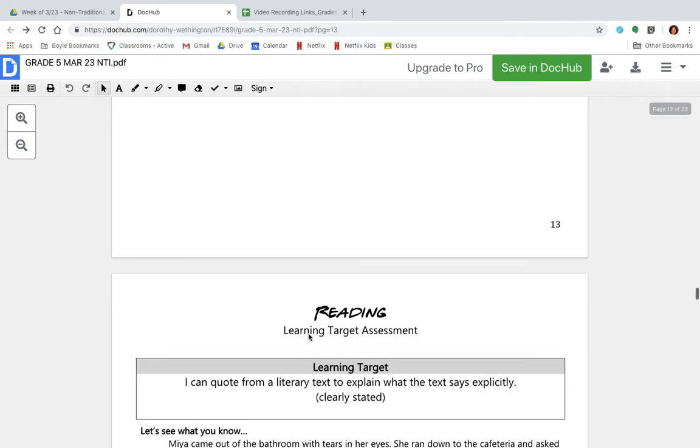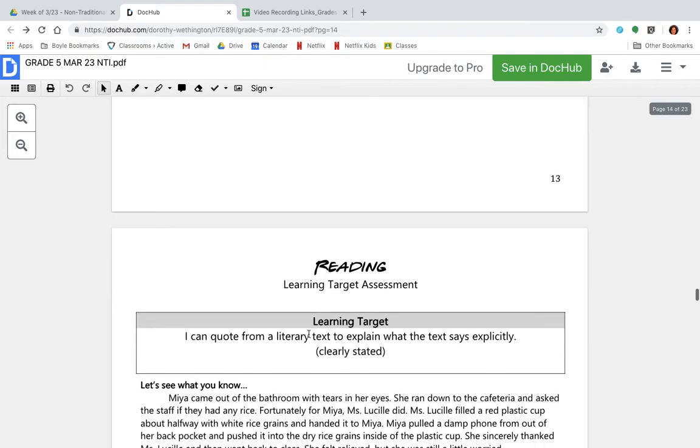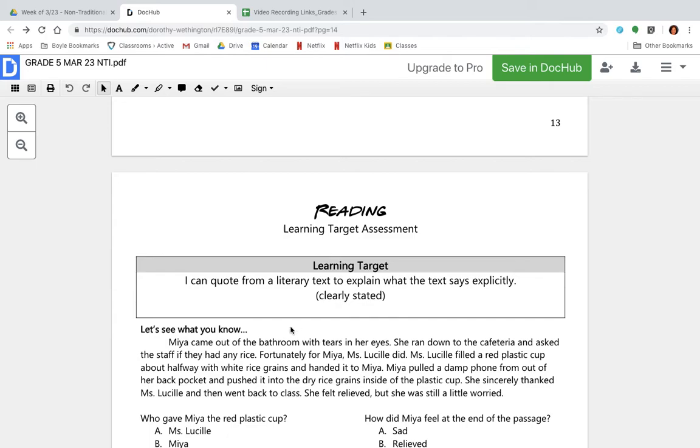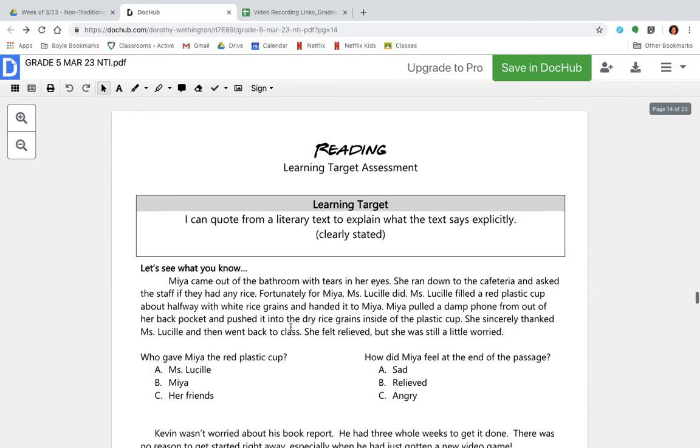Reading. Learning Target Assessment. Learning target: I can quote from a literary text to explain what the text says explicitly, clearly stated. Let's see what you know.